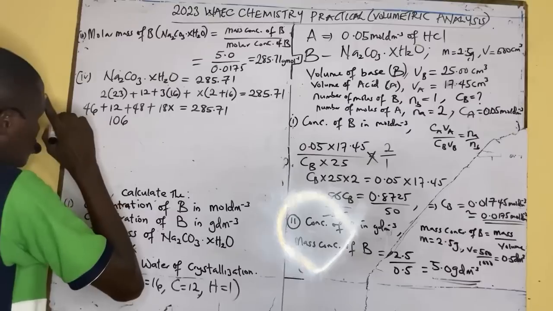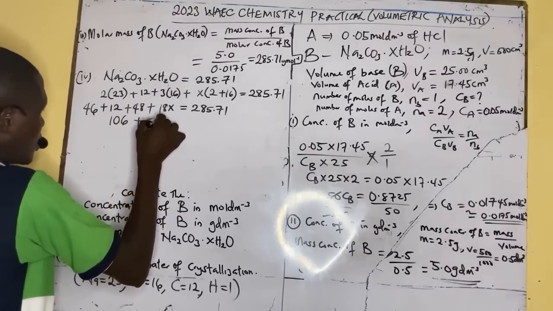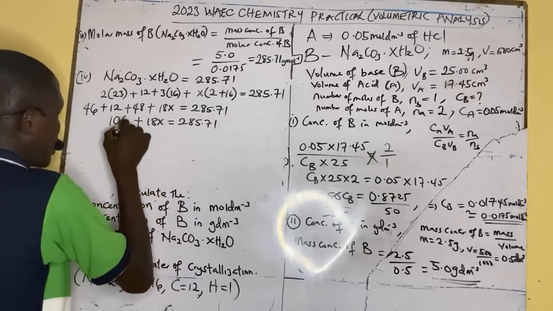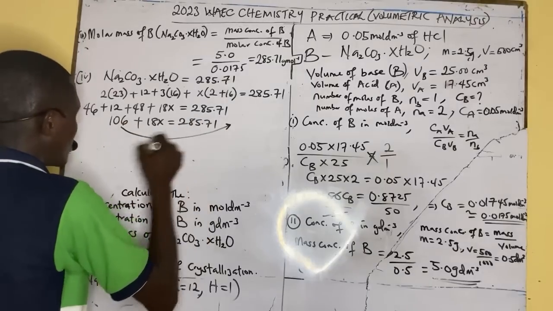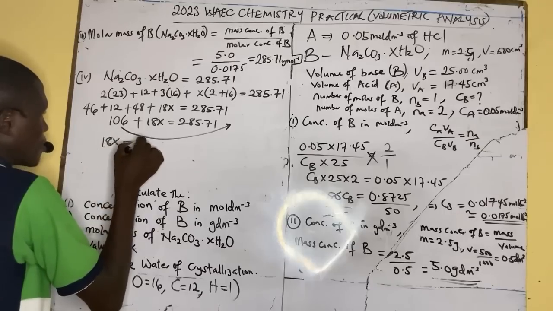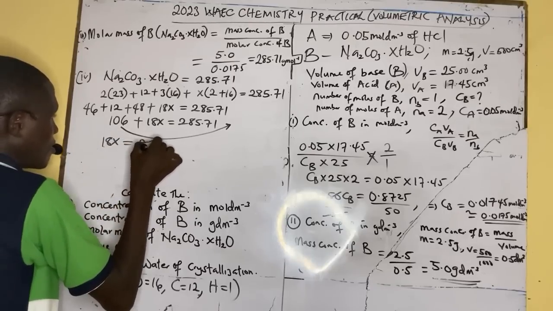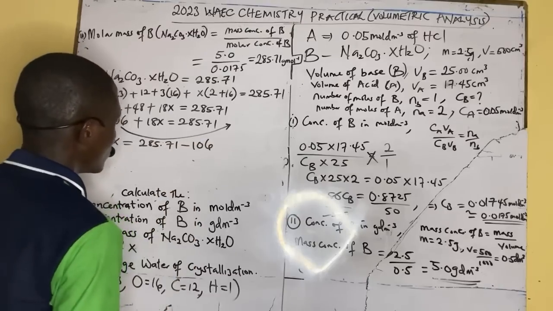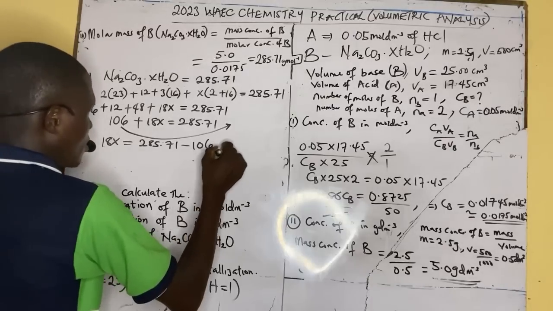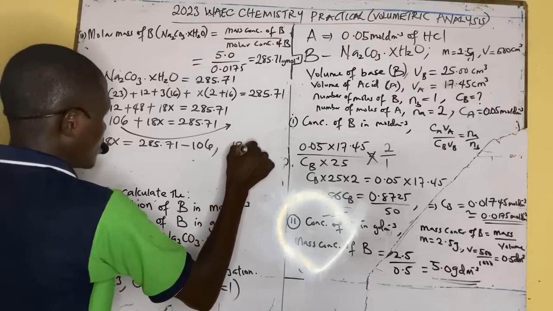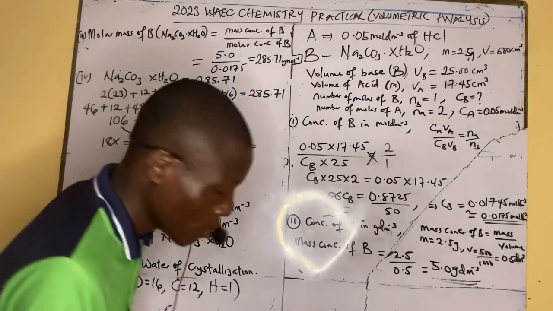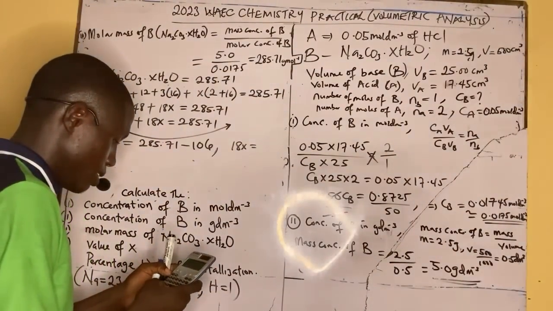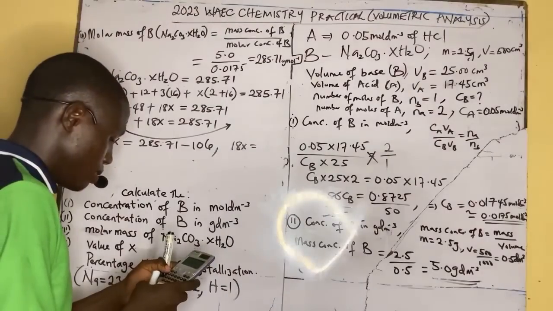So 106 plus 18x equal to 285.75. So collect the like terms. By taking this one to the other side, we have 18x equal to 285.71 minus 106. So with this now we have 18x equal to 285.71 minus 106.